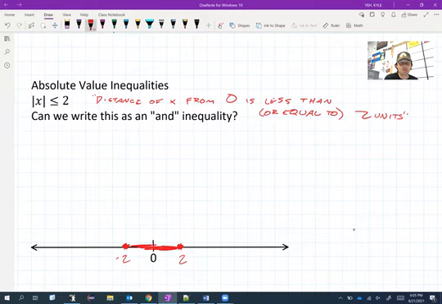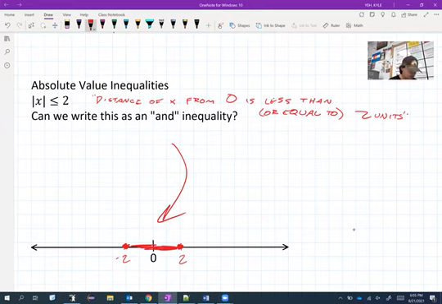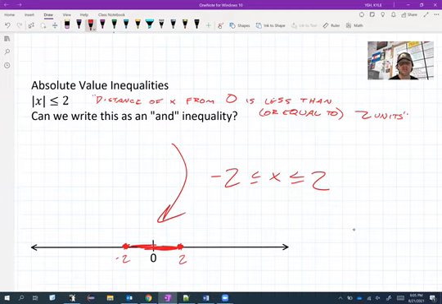So I put a little prompt there on the screen. Can we write this as an and inequality? Do you recognize it? We got 2 dots, we shaded what's in between it, between the 2 dots. So if we think of it and see that number line down there, we could write this as -2 is less than or equal to x, is less than or equal to 2, saying x needs to be sandwiched in between -2 and 2.